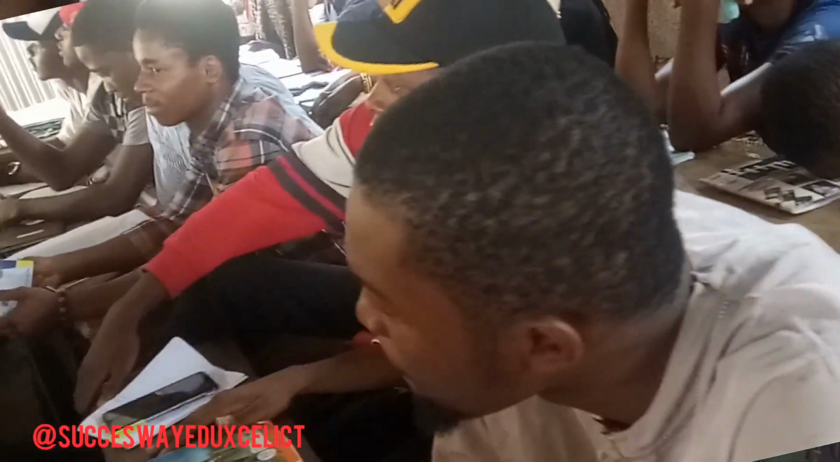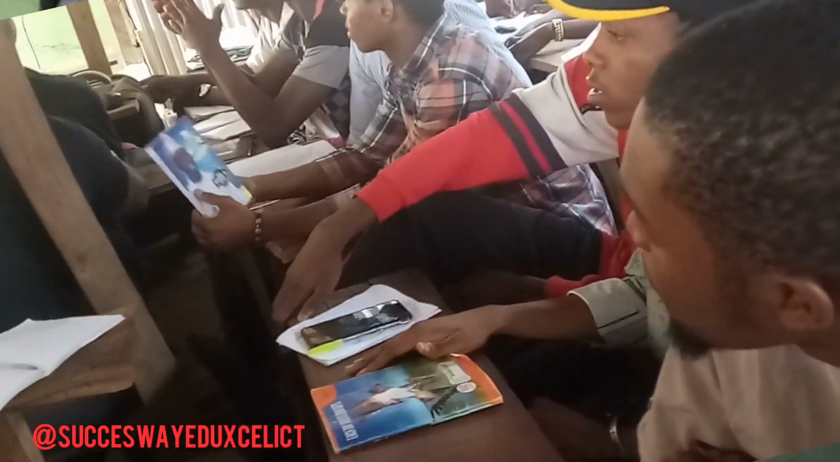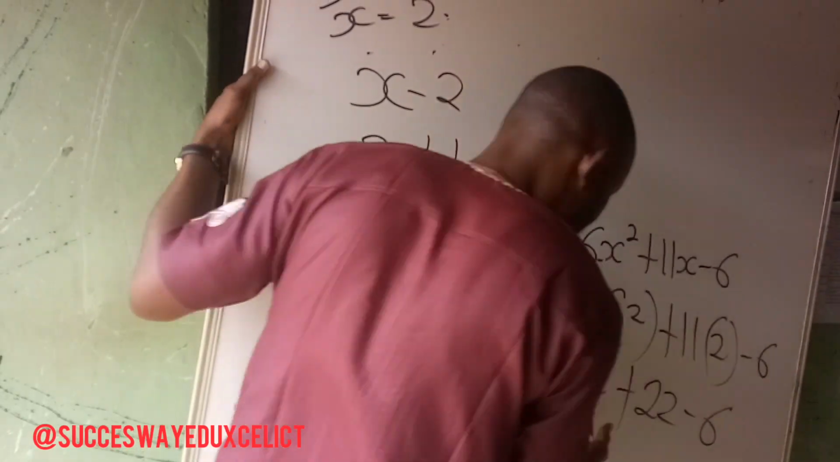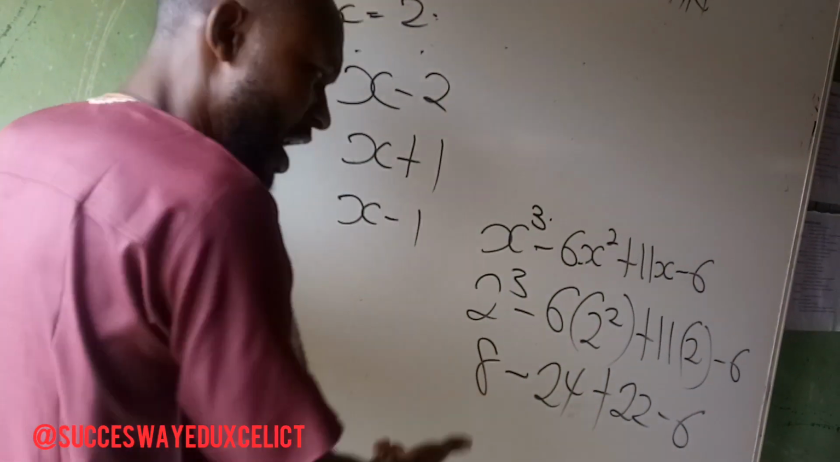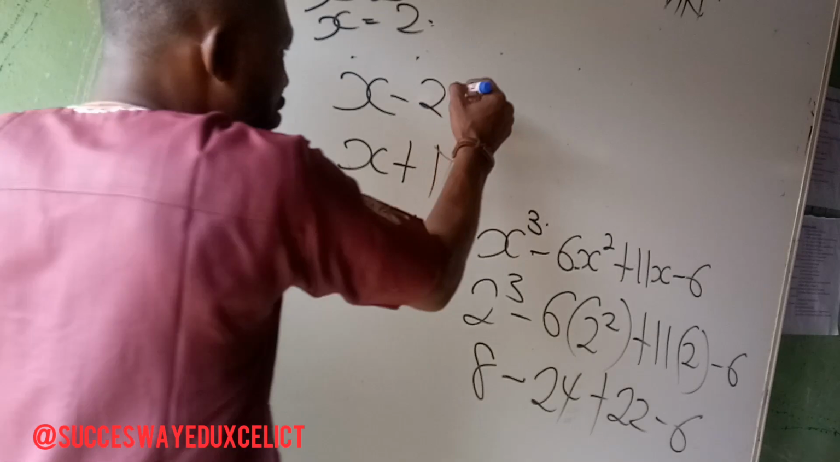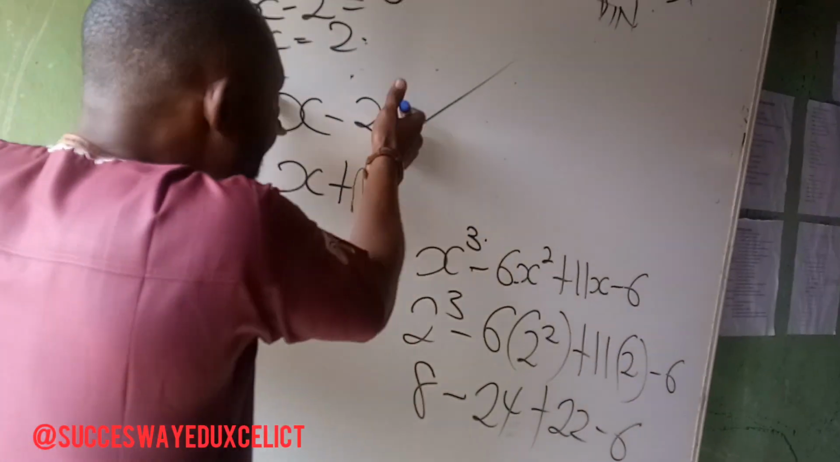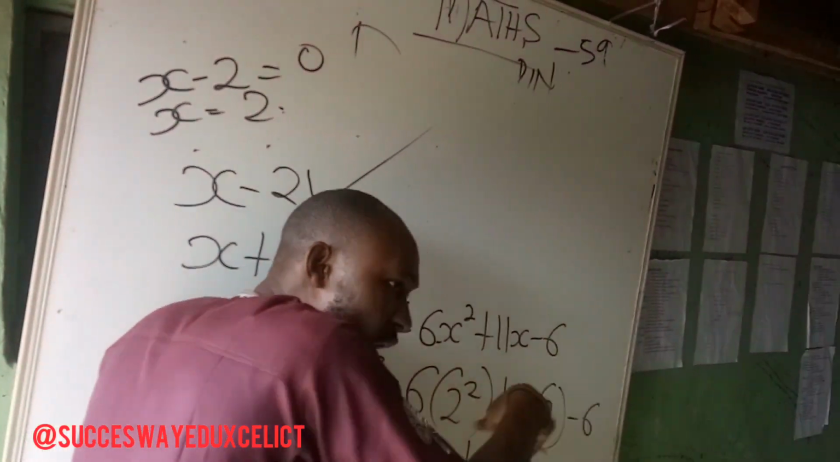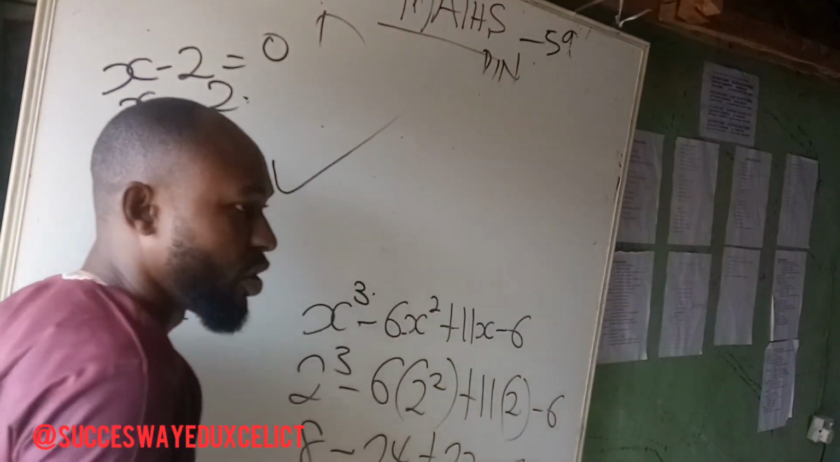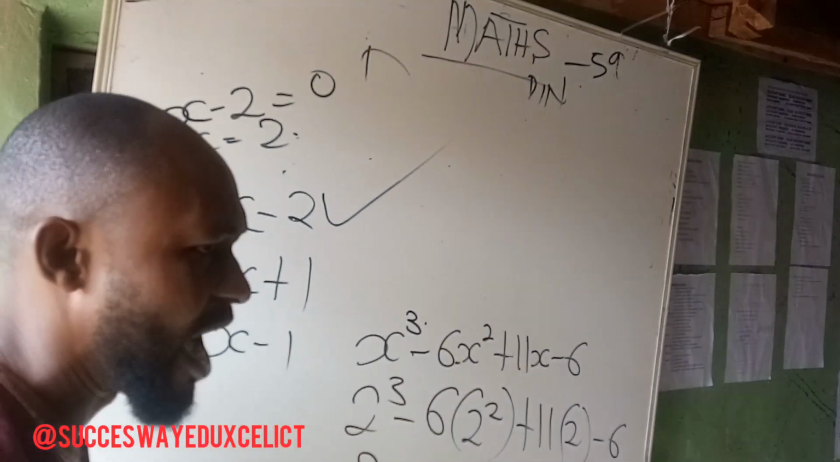Let me see here. Here I'm going to have 8, 2 times 2 times 2. Here is 8 minus 2 raised to power 2 is 4. 6 times 4, 24. Plus 11 times 2, 22. Minus 6. Everything here is 0. So as such, this one is a factor of this polynomial. It means by the time we divide this by this, we'll have a remainder of 0. Even when we want to do a long division, that is what we'll have. That is what it implies.